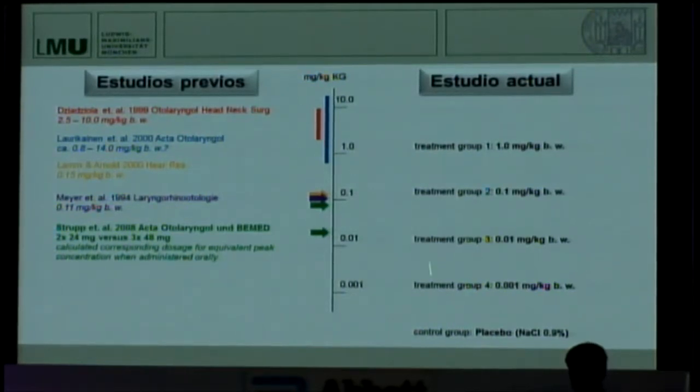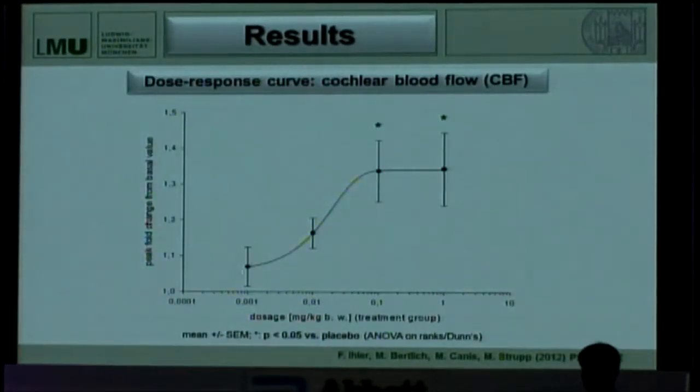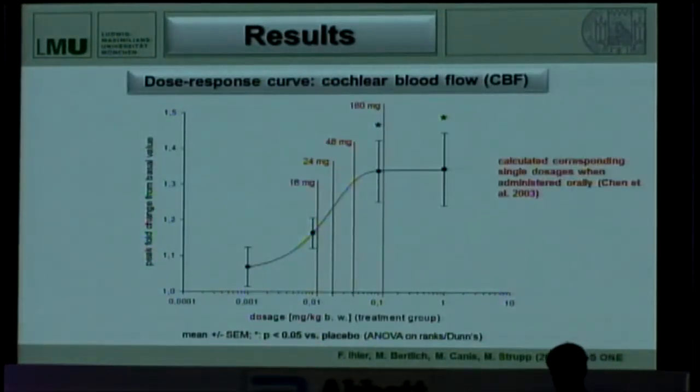would expect in humans. And therefore, we went down from a low dosage up to 1 milligram per kilogram body weight in the animal. And we used this animal model here, fluorescence angiography, and we ended up with this dose-response curve. And then we correlated the corresponding single dosages when administered orally. And interestingly, in the range in which we increased the dosage over the last 8 years, up to 160 milligrams as single dosages, there was a maximum increase of blood flow up to 1.35.